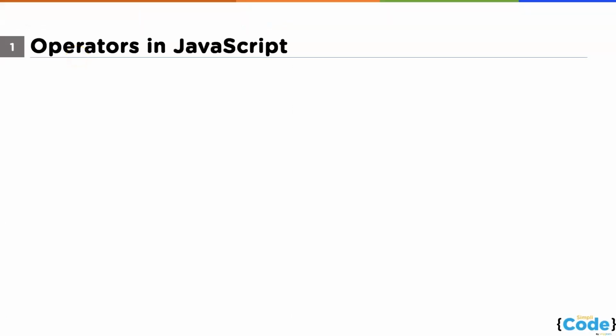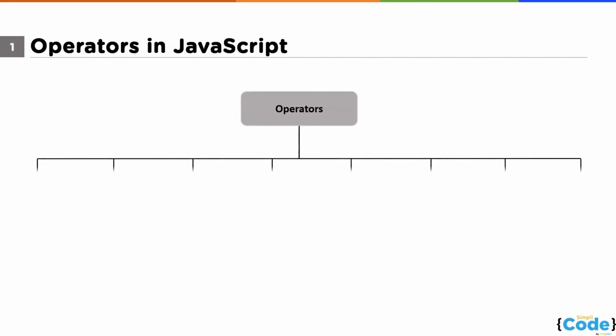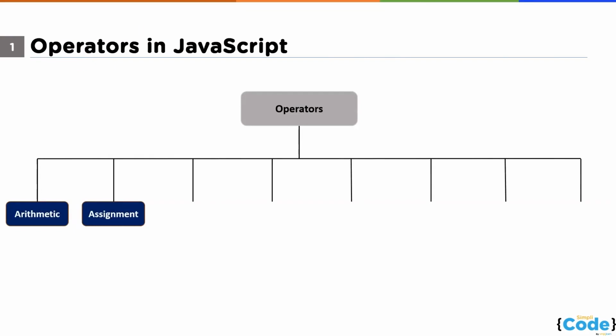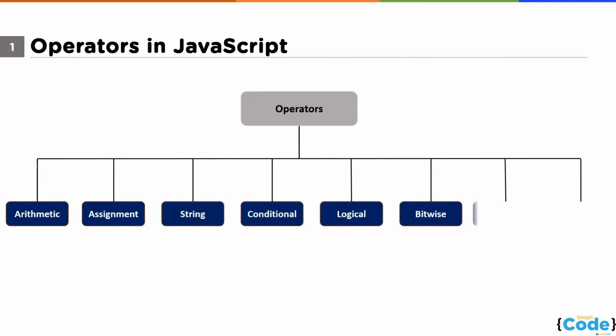So in JavaScript there are basically 8 categories into which operators are divided, which are: we have arithmetic operators, we have assignment, we have string, we have conditional, we have logical, bitwise, comparison, and type of operator. We'll discuss the first 3 types in this video, that is, we'll discuss the arithmetic operators, we'll discuss the assignment and the string operators. Rest we'll talk about in the following video.